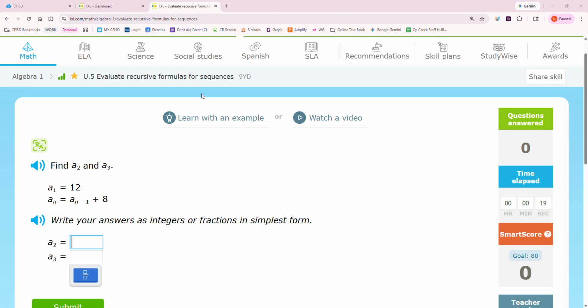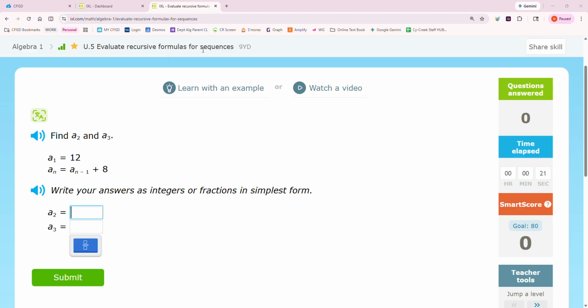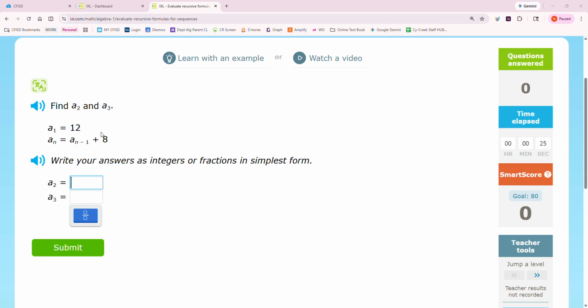This is U5, evaluating recursive formulas for sequences, 9YD. I'm going to talk about how to work this out.